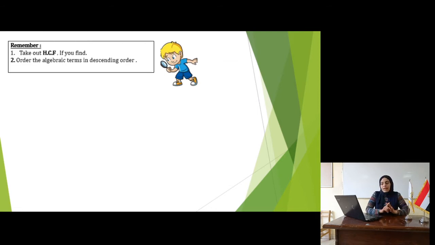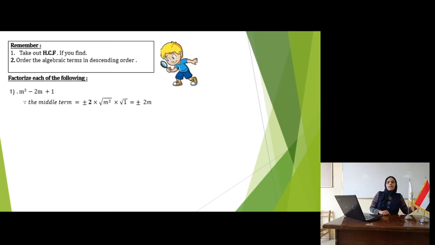Remember that at the beginning, you should take out the highest common factor if you have a common factor. Order the algebraic terms in descending order according to their power. Factorize each of the following. m power 2 minus 2m plus 1. At the beginning, be sure that it is a perfect square trinomial. m power 2 is a perfect square. Number 1 is a perfect square. The square root of m and the square root of 1 equal m times 1, times 2, it will be 2m. As we see, the middle term here is 2m. So we can factorize the trinomial into m minus 1 to the power 2.